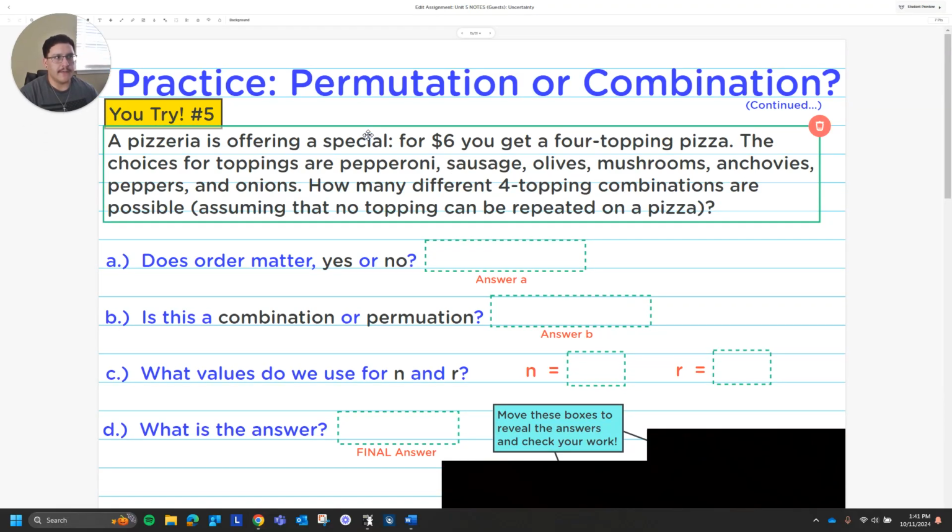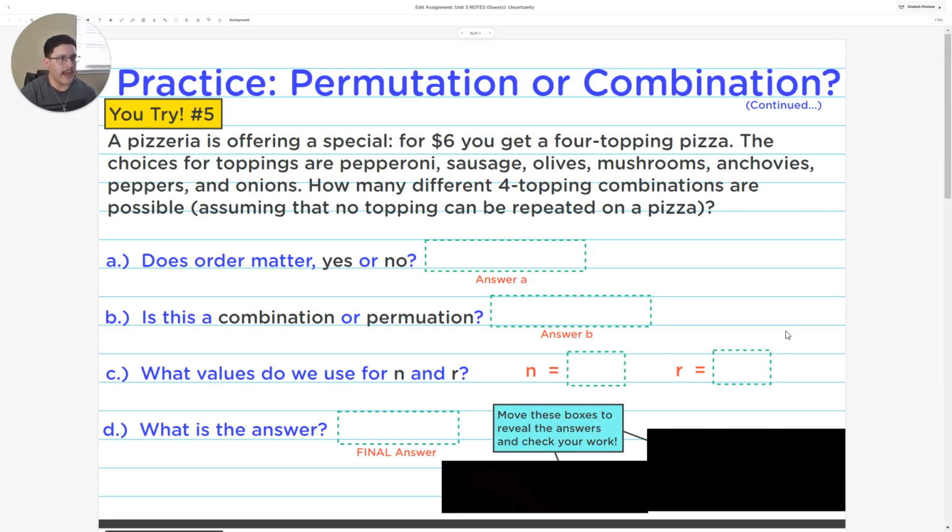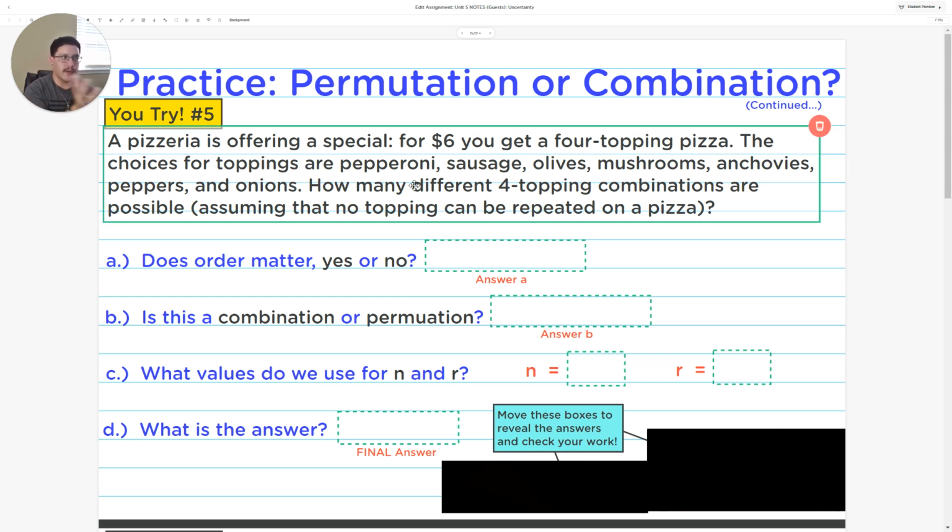Okay, you try number 5. Again, read the problem, pause the video, try this on your own, see if you can determine whether this is a combination or permutation, and then find your answer. Otherwise, I'm going to continue on and show y'all how to do this.